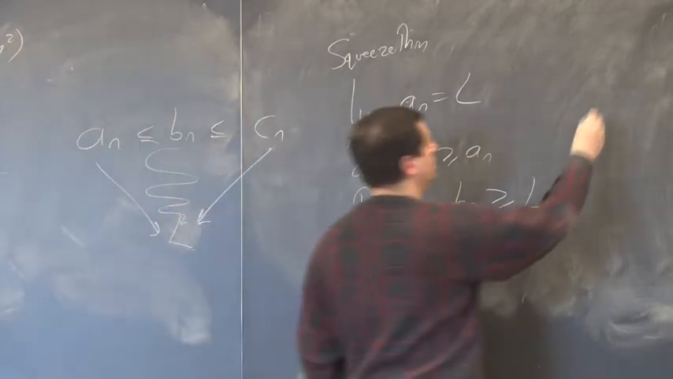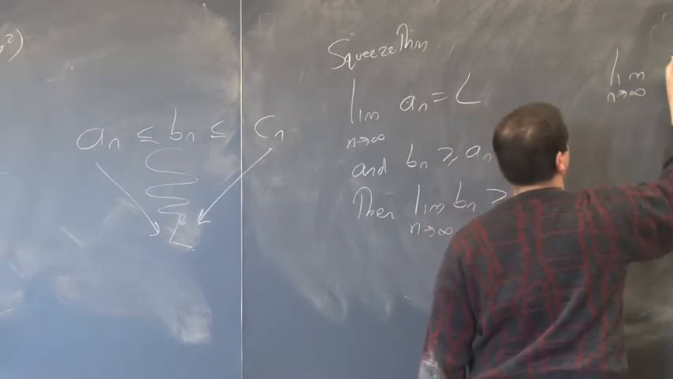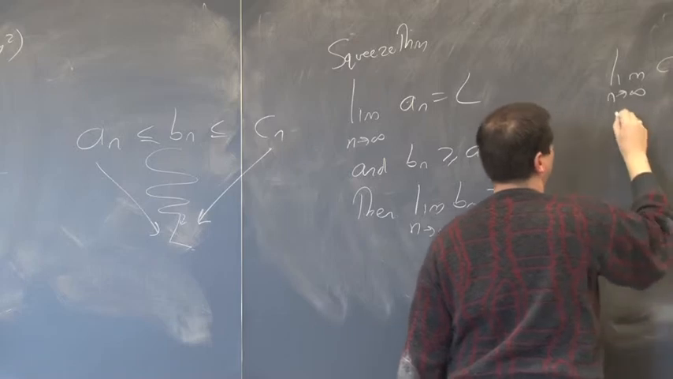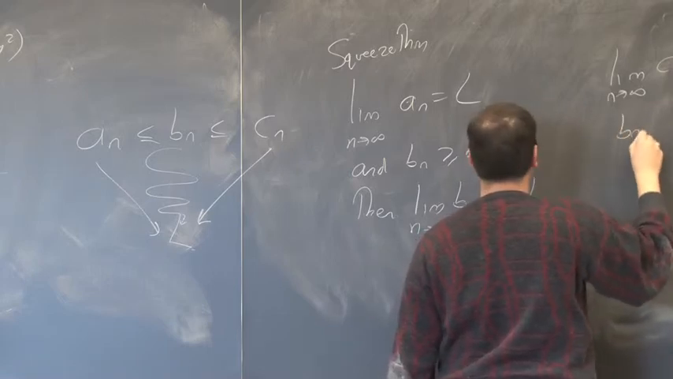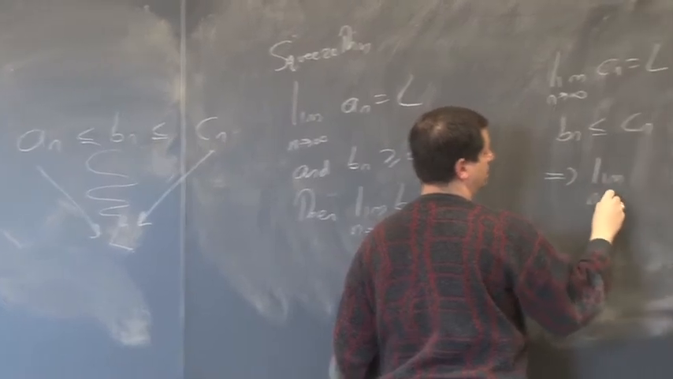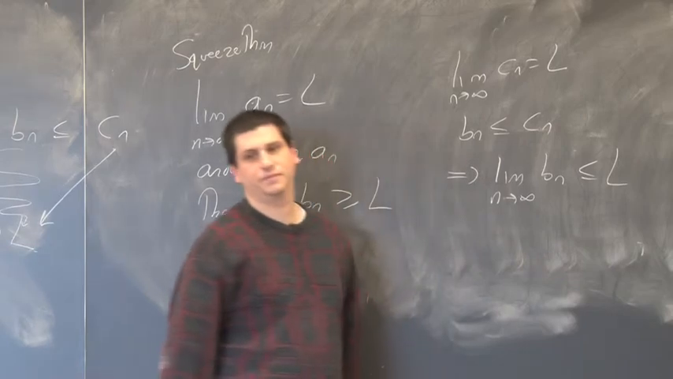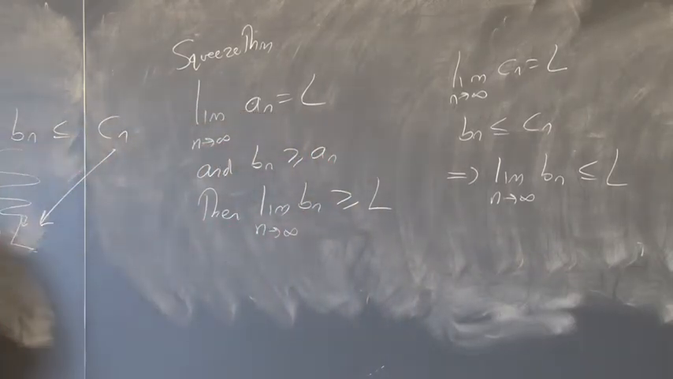Similarly, we know the limit as n goes to infinity of c_n equals L, and we know b_n is less than or equal to c_n. Therefore, the limit as n goes to infinity of b_n has to be less than or equal to L. So now we're playing the following game. I'm thinking of a number between L and L. Can you guess it? That's essentially the content of the squeeze theorem.